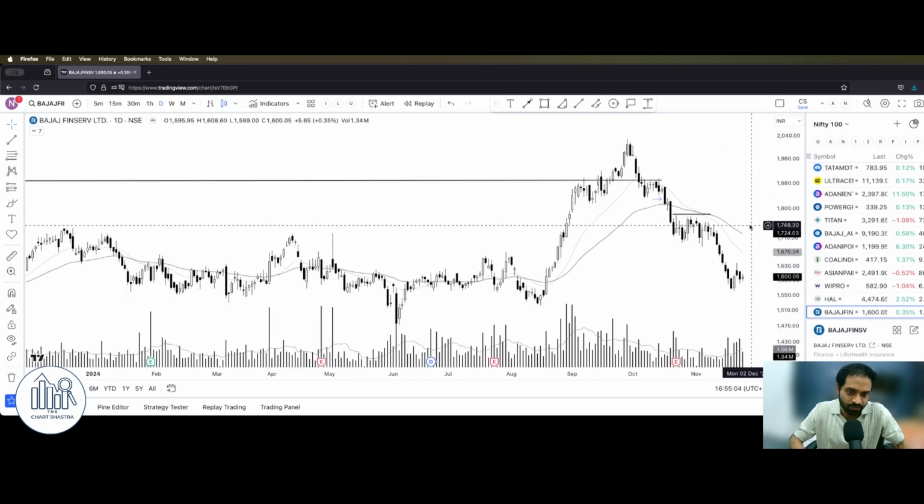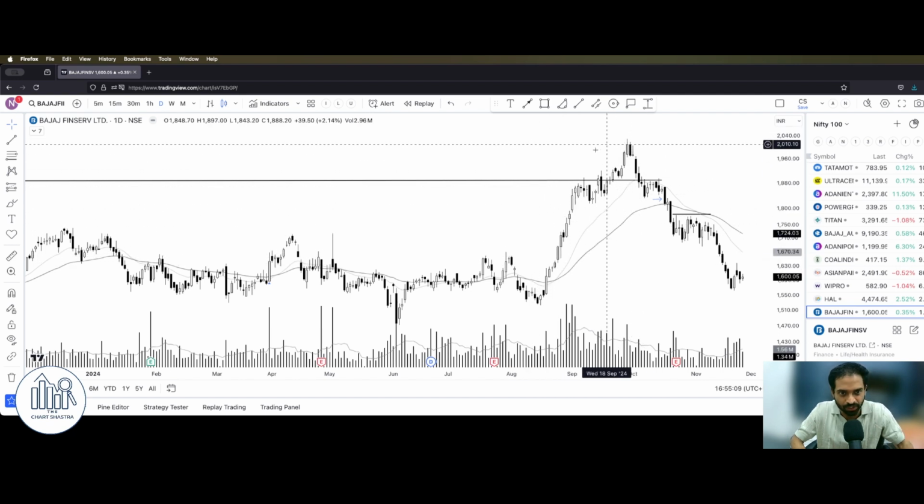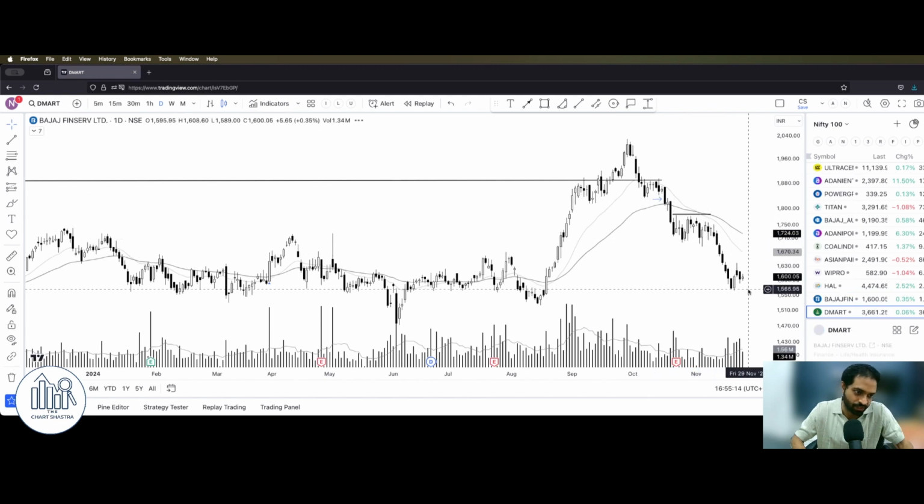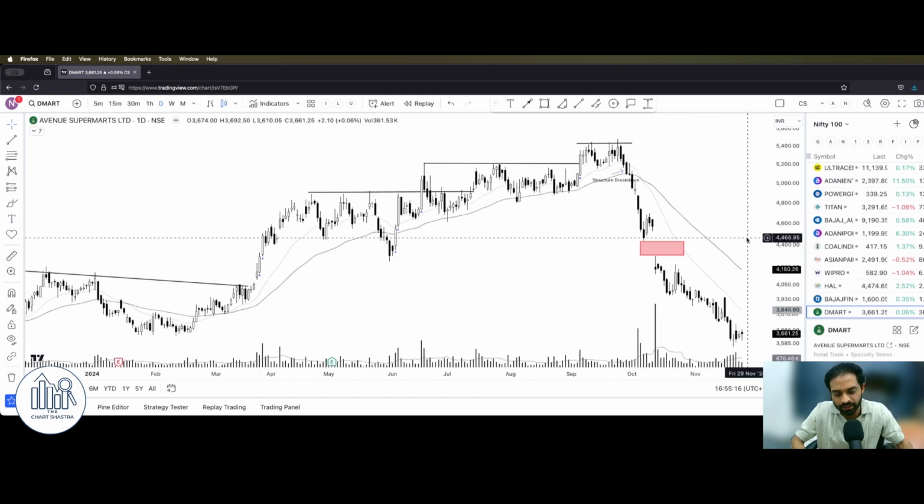Bajaj Finserv. Kind of a similar chart to Bajaj Finance. This rally was before the Bajaj Housing Finance listing, and once it got listed, it has seen a massive fall in this correction. DMart, another one of the weaker names in the market.